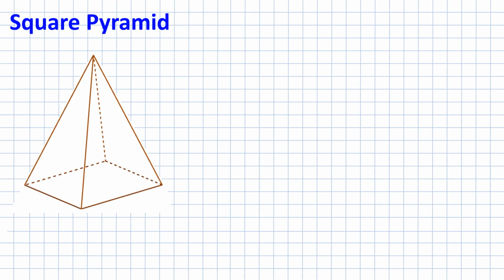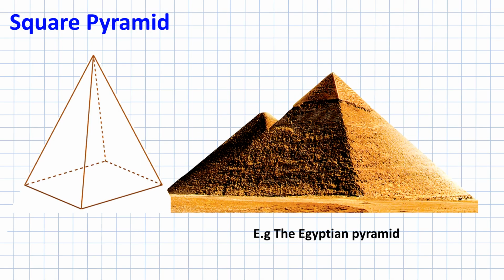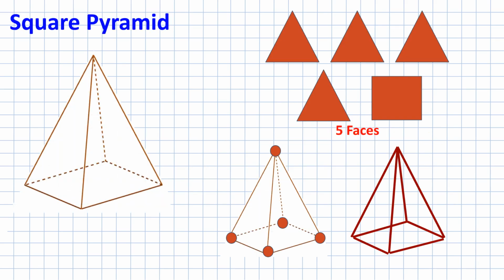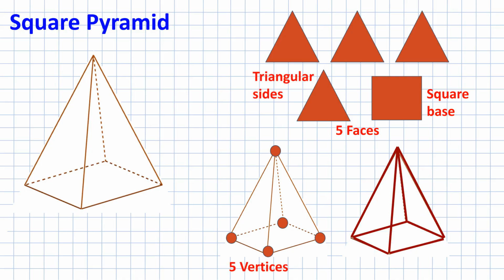Next, we examine the square pyramid, which is easily visualized by thinking of the Egyptian pyramids. The square pyramid has 5 faces, 1 square base, and 4 triangular sides. It also has 5 vertices and 8 edges.